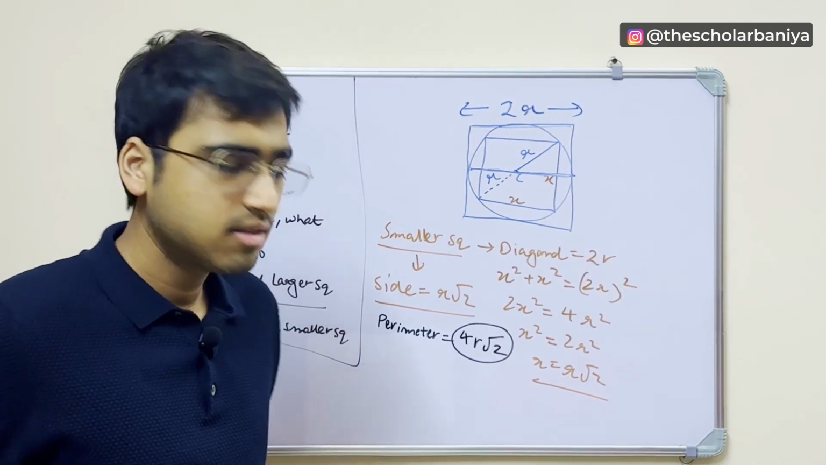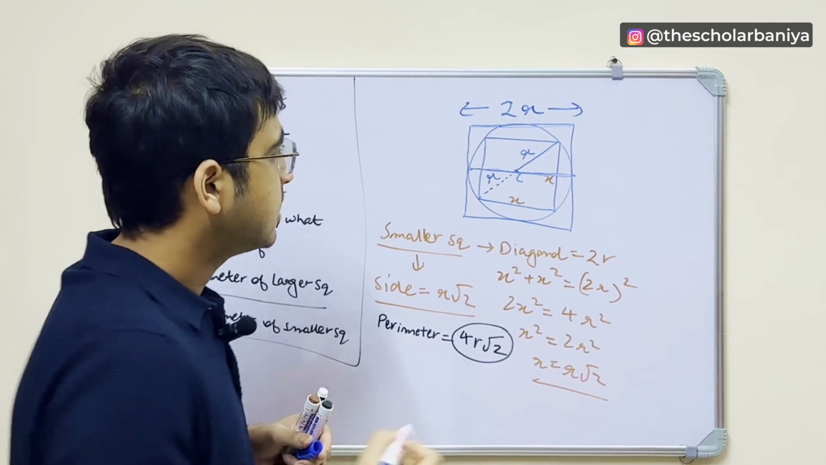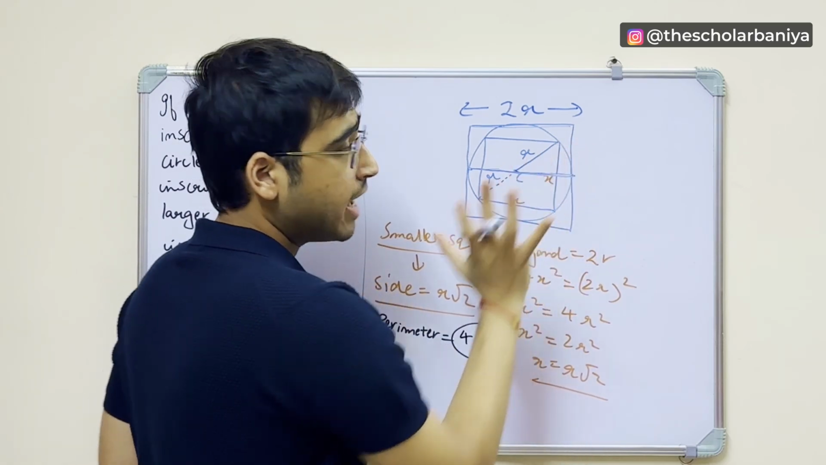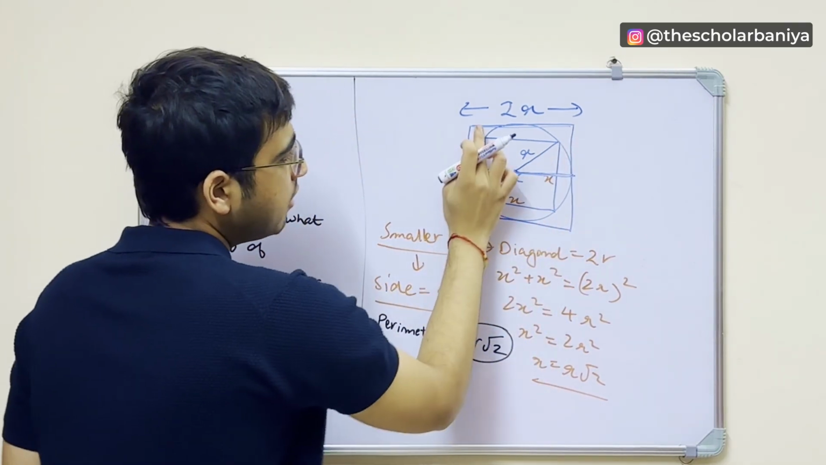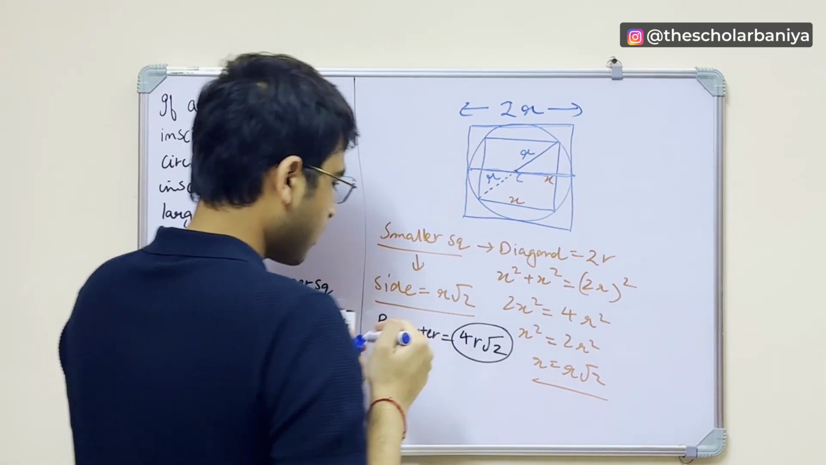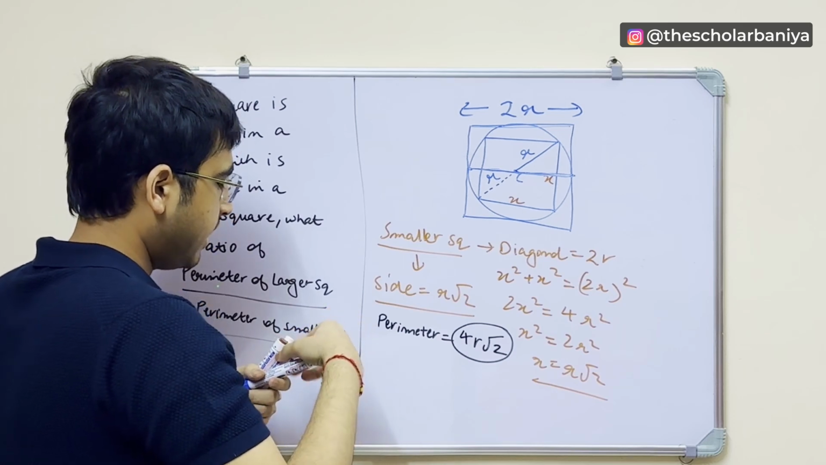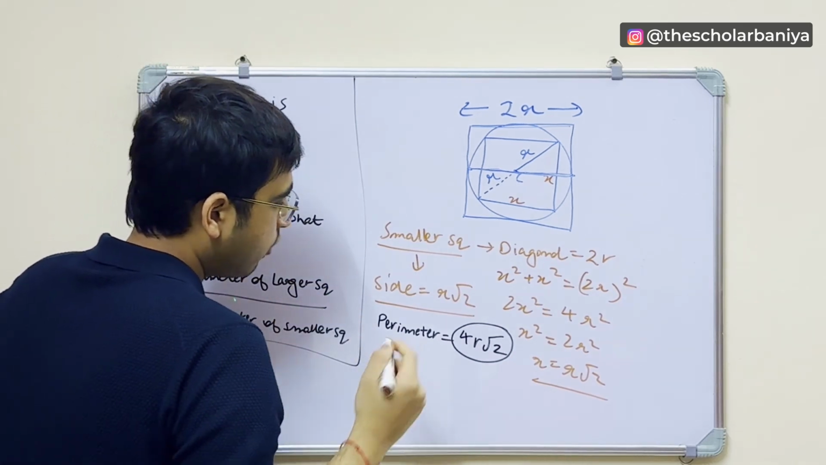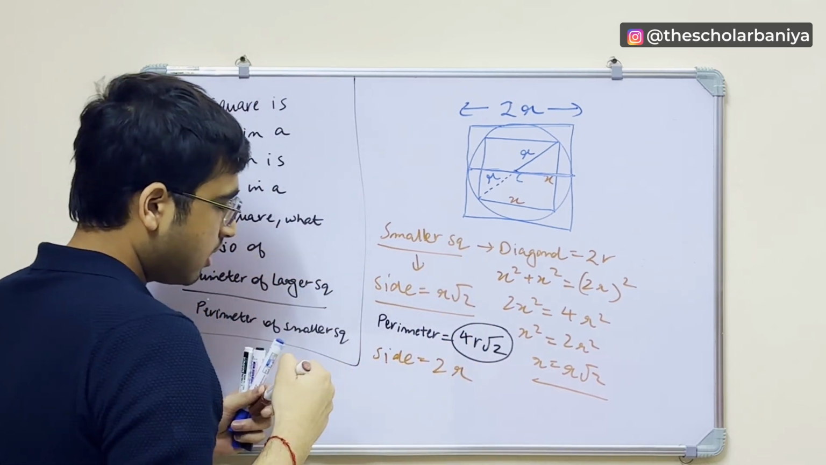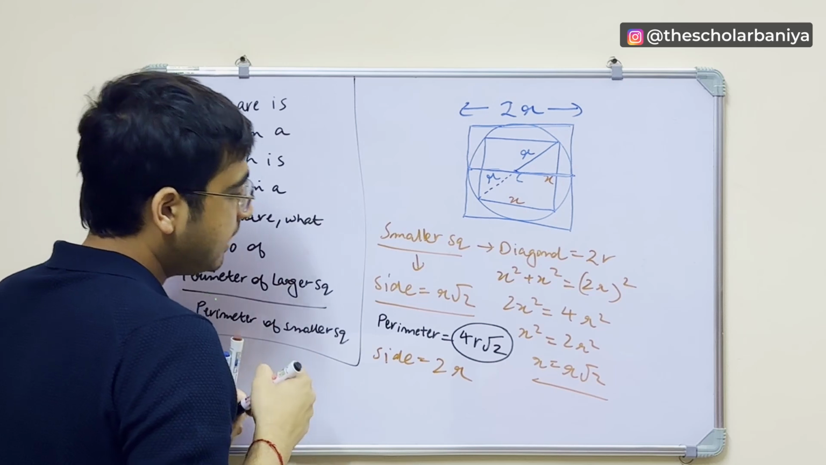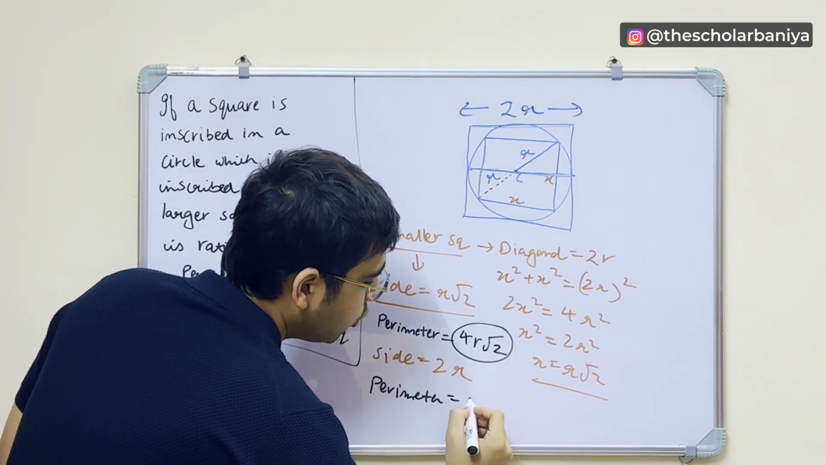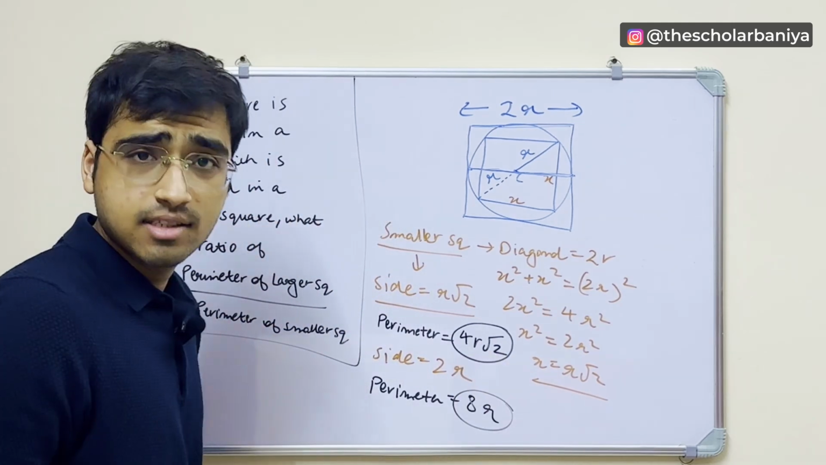I hope this makes sense. So what we initially did was that firstly we assumed the radius r. For the smaller square, this diameter becomes the diagonal. But for the larger square, the diameter is equal to the side of the square. So for the larger square, what is the side? The side becomes 2r. So what will the perimeter be? The perimeter becomes 8r, 4 into 2r, which is 8r. I hope this makes complete sense.